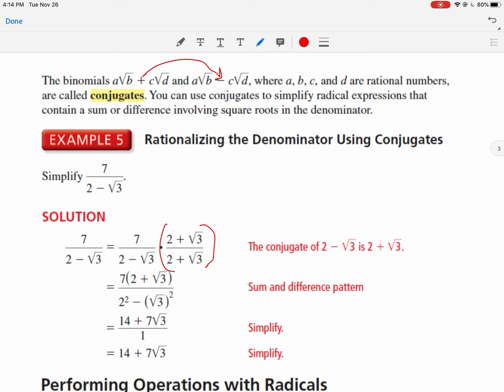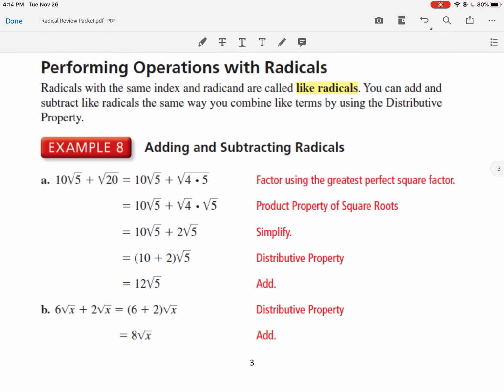When we do the FOIL on the bottom, the O and the I terms, the linear terms, end up canceling each other out to 0. And so we're left with the first term squared minus the last term squared. The square root of 3 squared, square and square root cancel out, leaves you with 3. And 4 minus 3 gives you 1. 2 times 7, or 7 times 2 here, is 14. 7 times the square root of 3 is 7 square root of 3. And so that's where you end up.